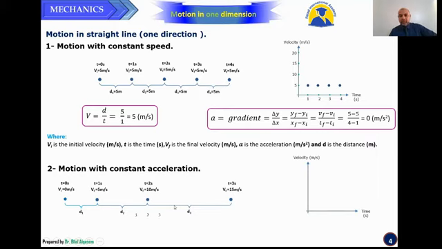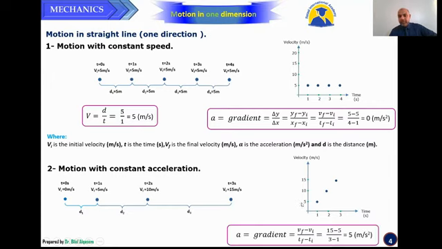To illustrate the relation between velocity and time, we draw this graph. In the first second, the velocity was 5. Then in the second, the velocity becomes 10, then becomes 15. So we have a gradient. The gradient here equals the acceleration.